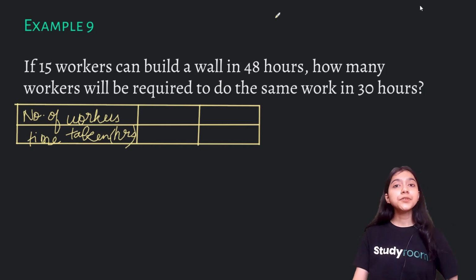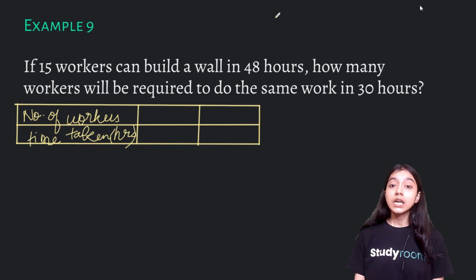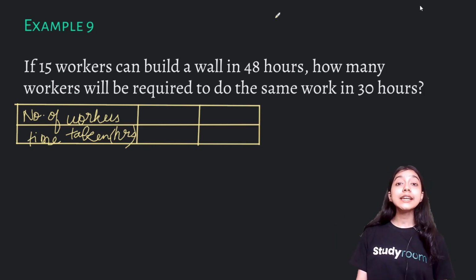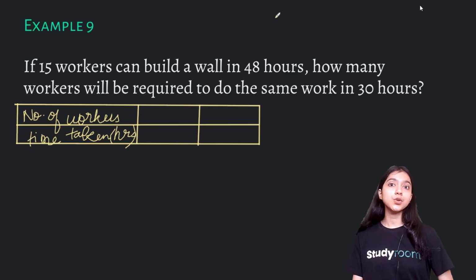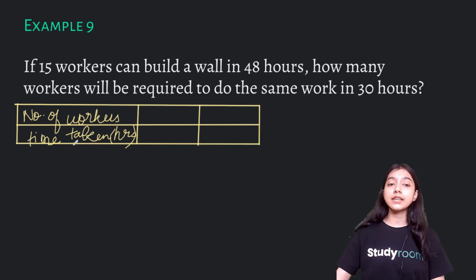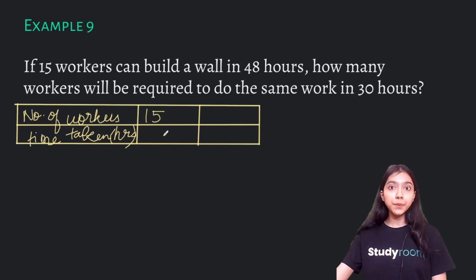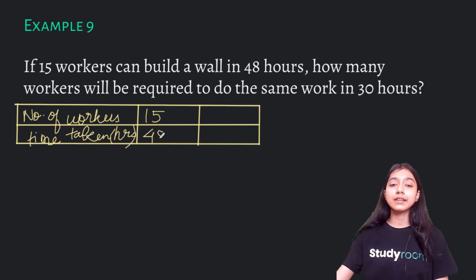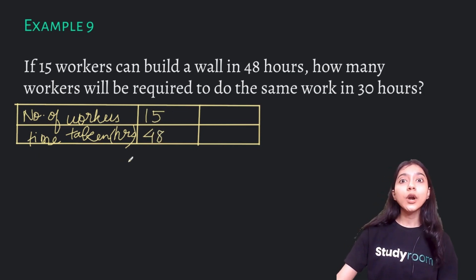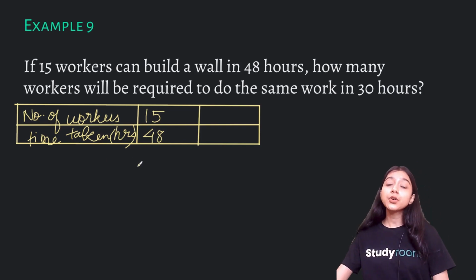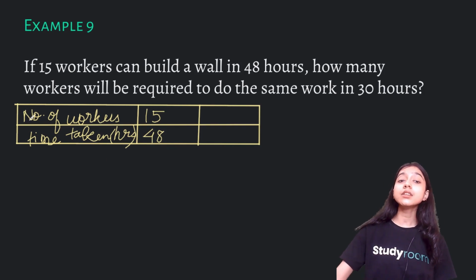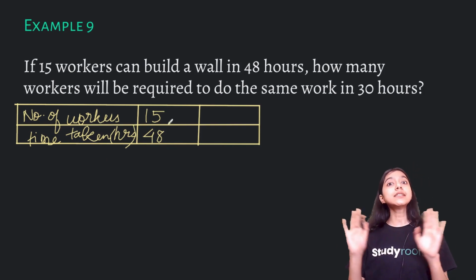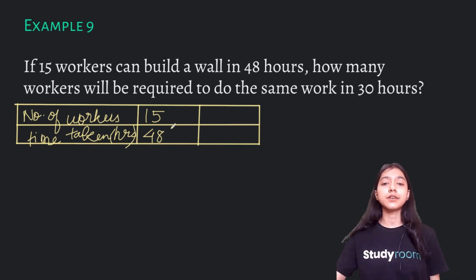So it is given that we have to build a wall, and if I have 15 workers, then it will take 48 hours to build the wall. So what I can write is, if the number of workers is 15, then the time taken to build the wall is 48 in hours. Now what I have to calculate is how many workers will be required, that means the number of workers to build the same wall in 30 hours.